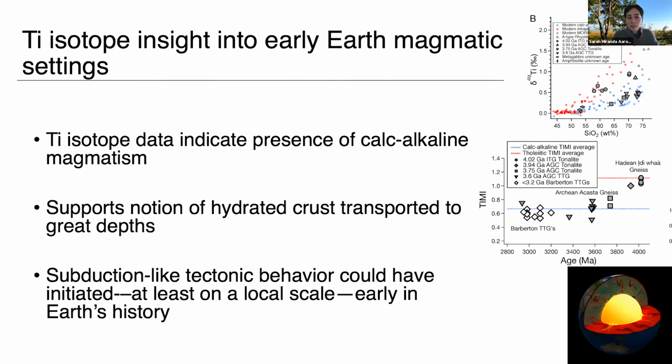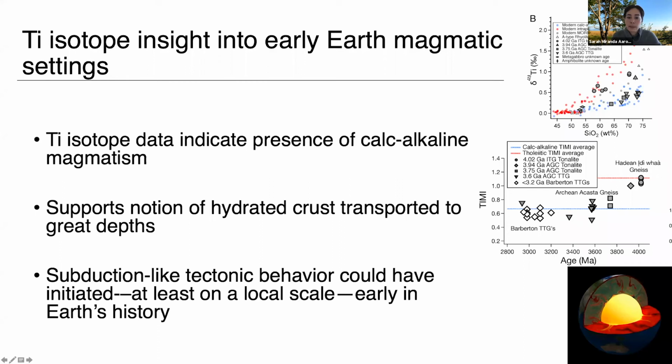And how do we get water to great depths? We have the subduction of oceanic crust beneath continental crust. And so the main takeaway from this is that the subduction-like tectonic behavior could have initiated, at least at a local scale, early in Earth's history. And so this work is really providing the basis for future studies in terms of measuring other ancient rock samples and seeing whether or not they follow this trend where we see this change occurring.